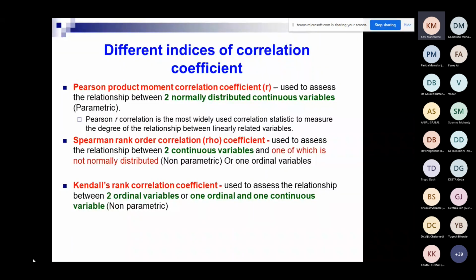Otherwise, if you have one numeric variable and another variable is an ordinal variable, in this scenario you can go for Spearman rank order correlation. Similar conditions apply to Kendall's also. For example, if both the variables are ordinal, straightforward, you can go for Kendall. The Kendall rank correlation coefficient is used to assess the relationship between two ordinal variables, or one ordinal and one continuous variable, non-parametric.